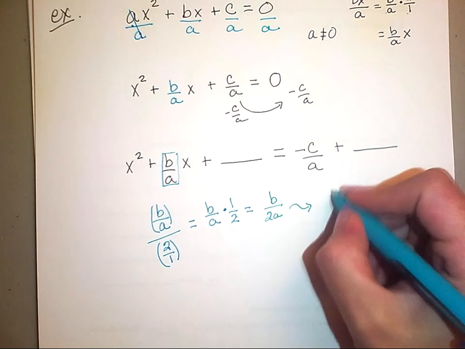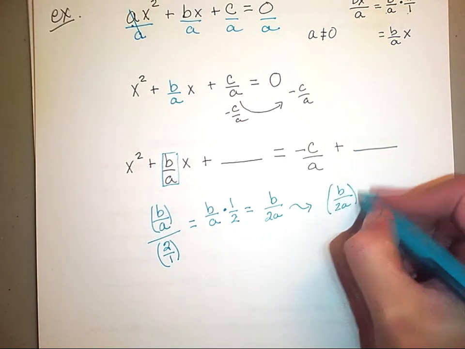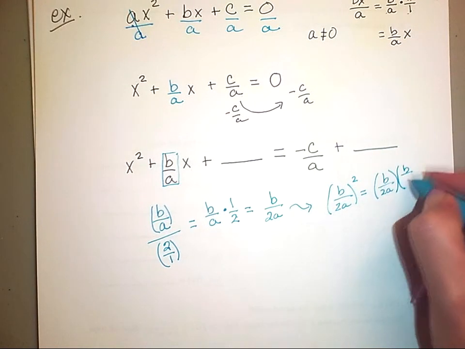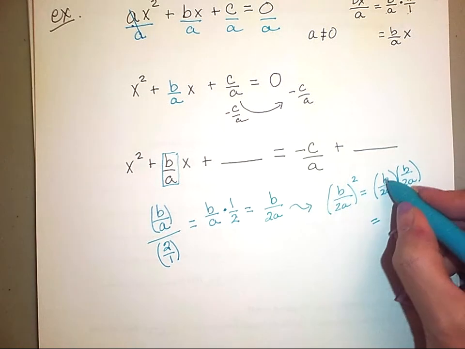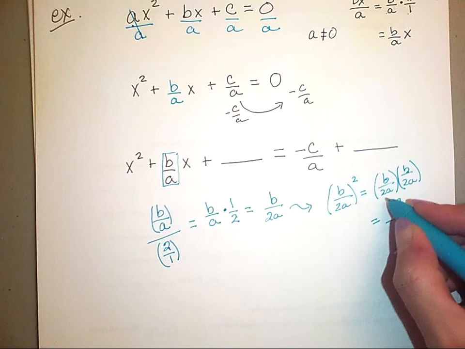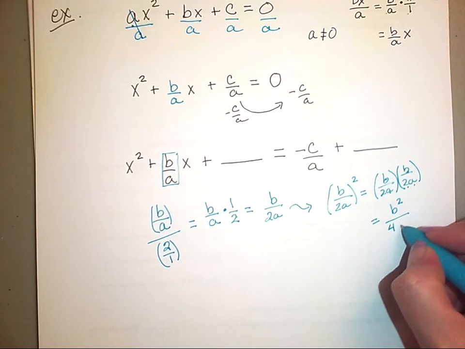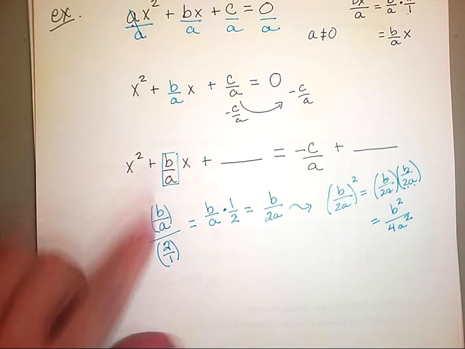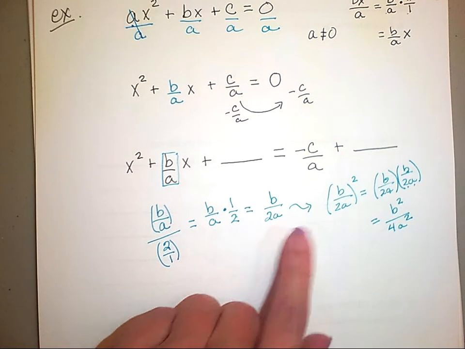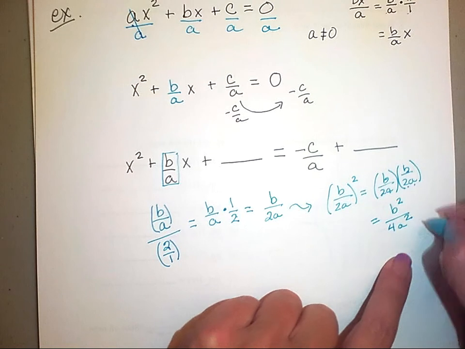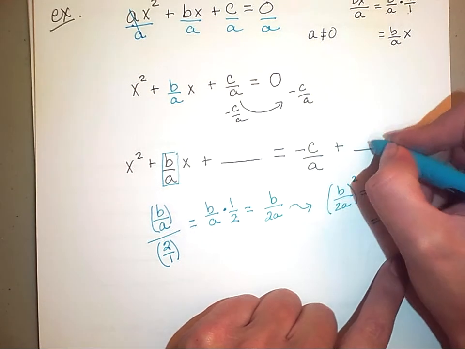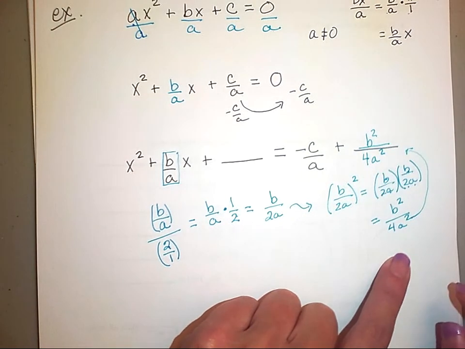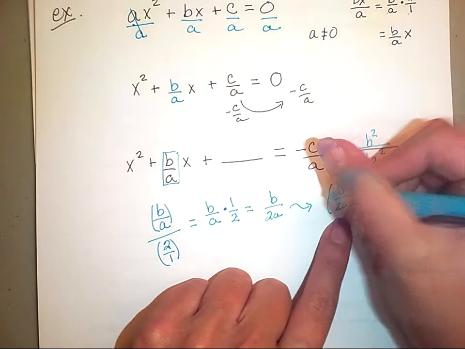And now what we have to do is take that b over 2a and square it. So that's b over 2a and b over 2a. Once I square this, this becomes b squared over 2 times 2 is 4, and a times a is a squared. So taking the coefficient, dividing by 2 gives us this result, and then we have to square that. That is what we write up here, which is b squared divided by 4a squared. That's what I'm going to add. And remember, I'll write this form over here.